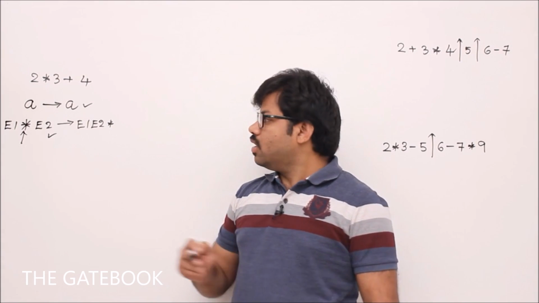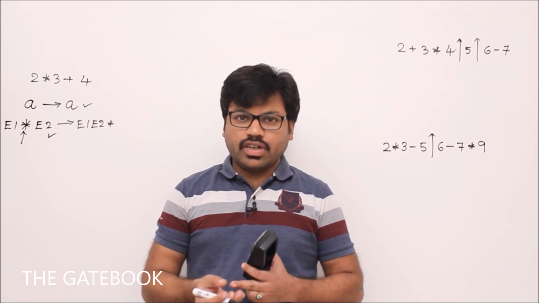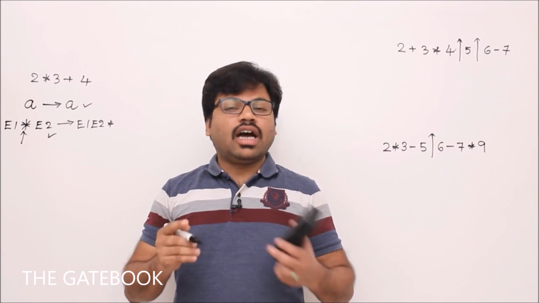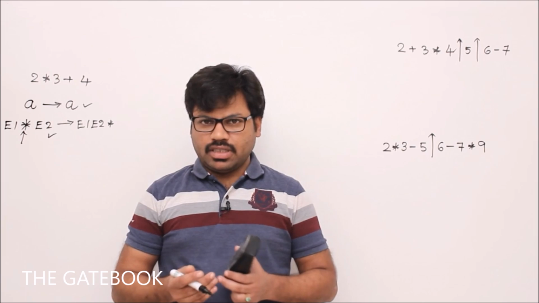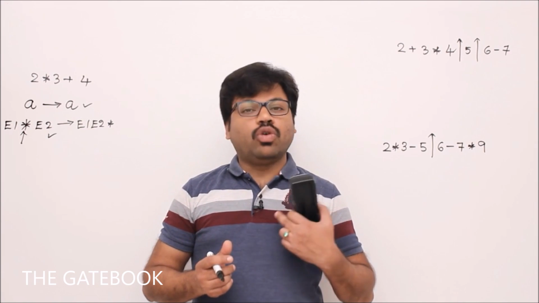But the only question is, there are a lot of operators in an expression, so which operator should be converted first? For which operator we have to apply this rule is the question, right? That we have to do on a priority basis. That means every operator has precedence. Based on the precedence we have to decide. The highest precedence operator should go first.